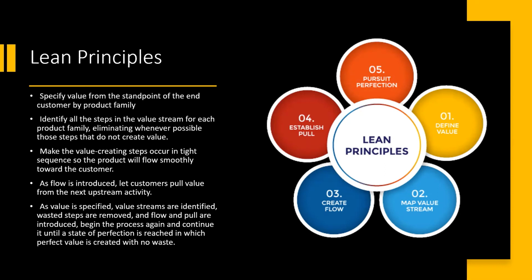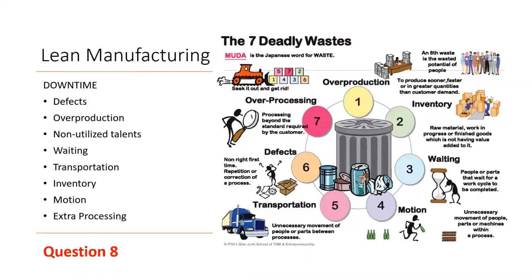Lean is trying to establish this pull method, an on-time system where it's only doing things when it is actually needed and required. So the lead into that is defining what the actual wastes are in a lean environment. There are actually 8 deadly wastes.